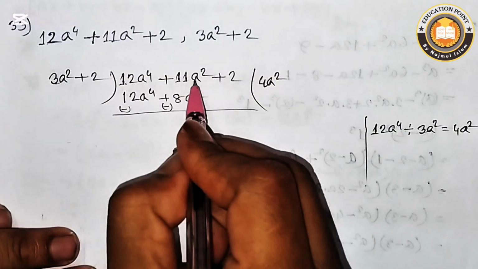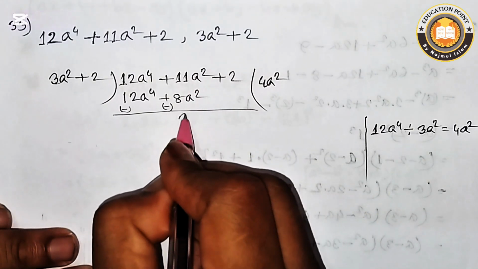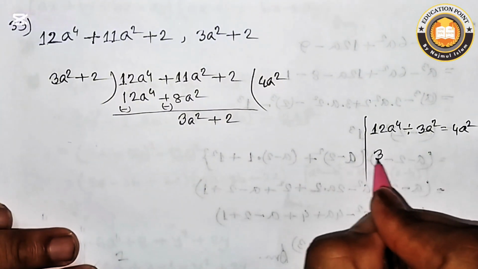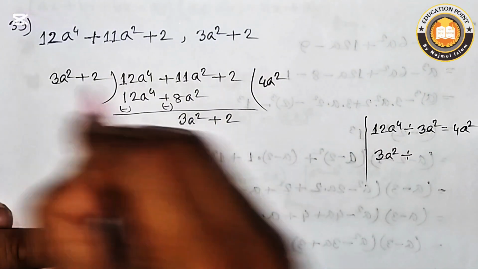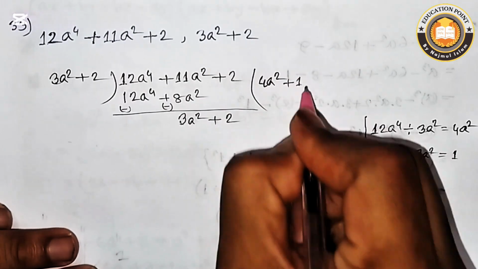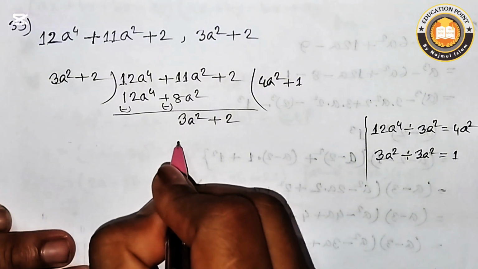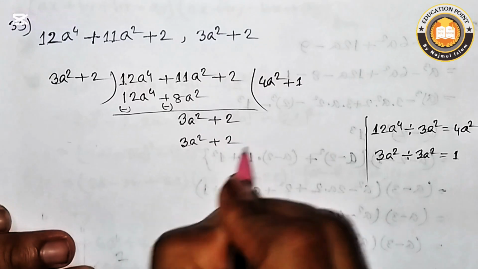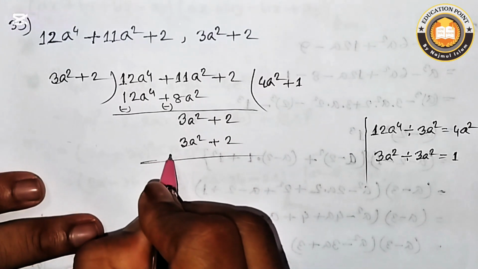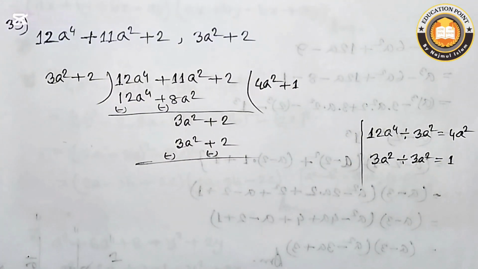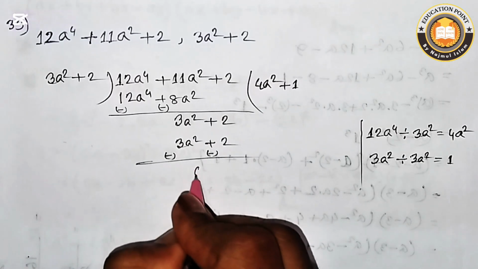Subtracted value of 11a square minus 8a square equals 3a square. Then plus 2. Now 3a square divided by 3a square equals 1. So plus 1 multiplied with 3a square equals 3a square, then multiplied with plus 2 equals plus 2. According to the division law, their sign will be changed. Plus 3a square minus 3a square equals 0, plus 2 minus 2 equals 0.